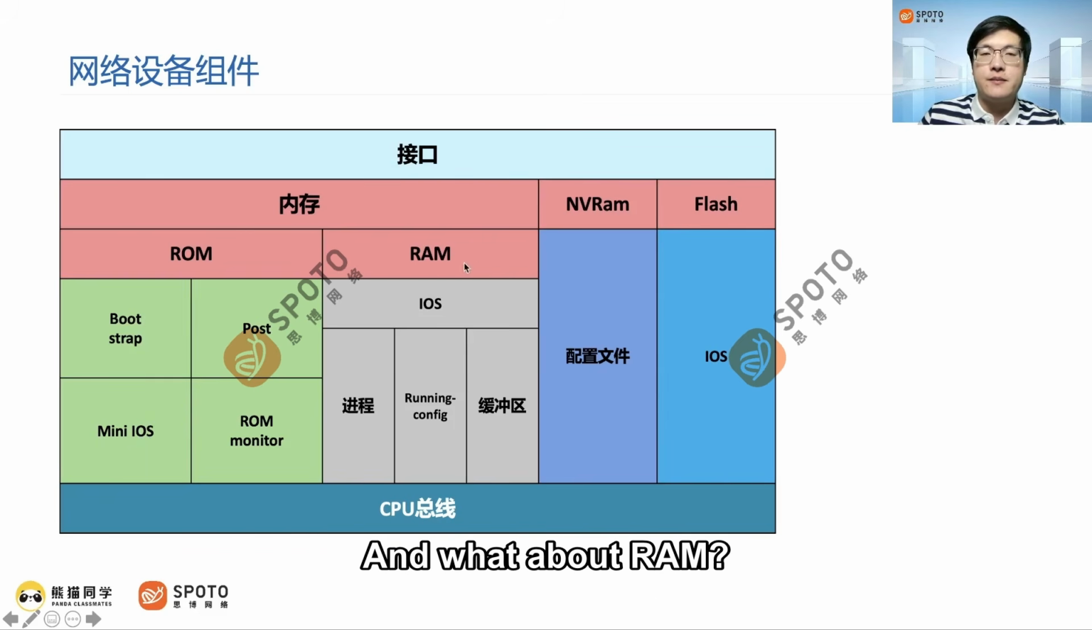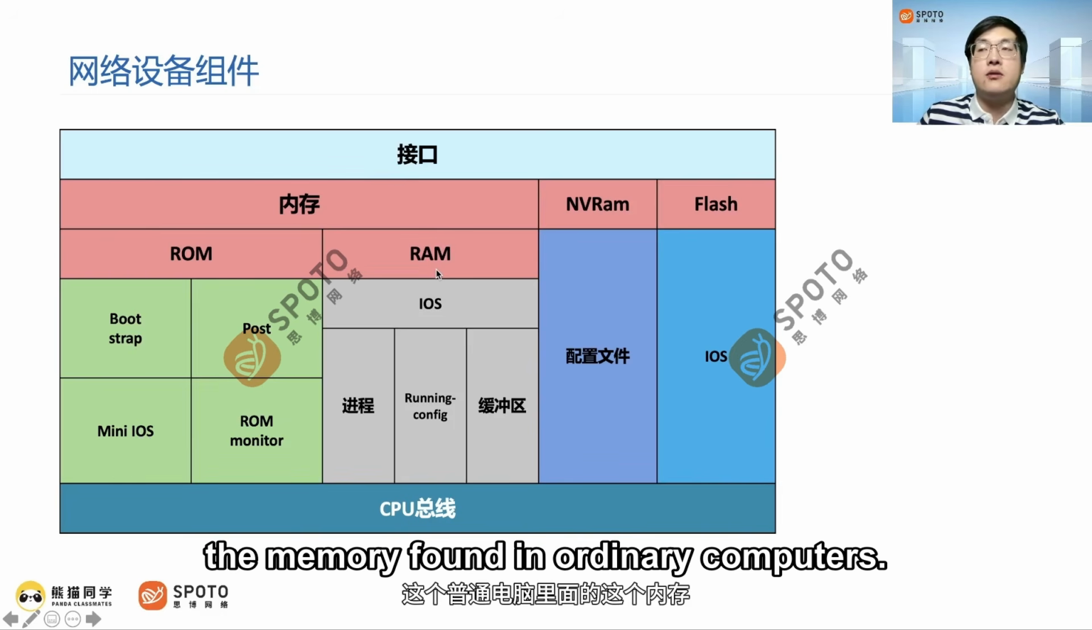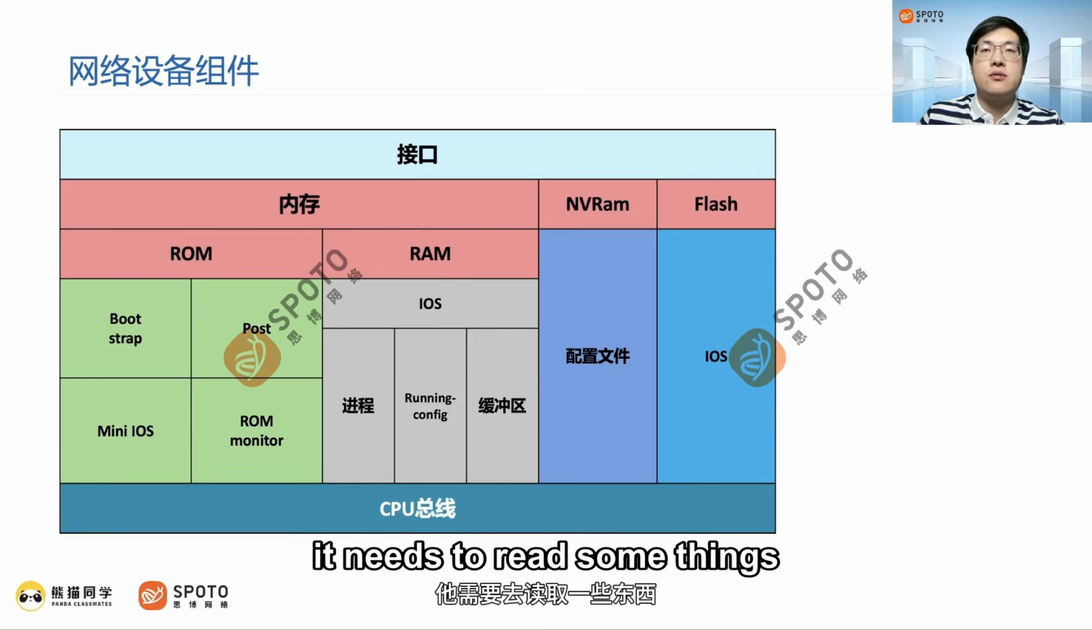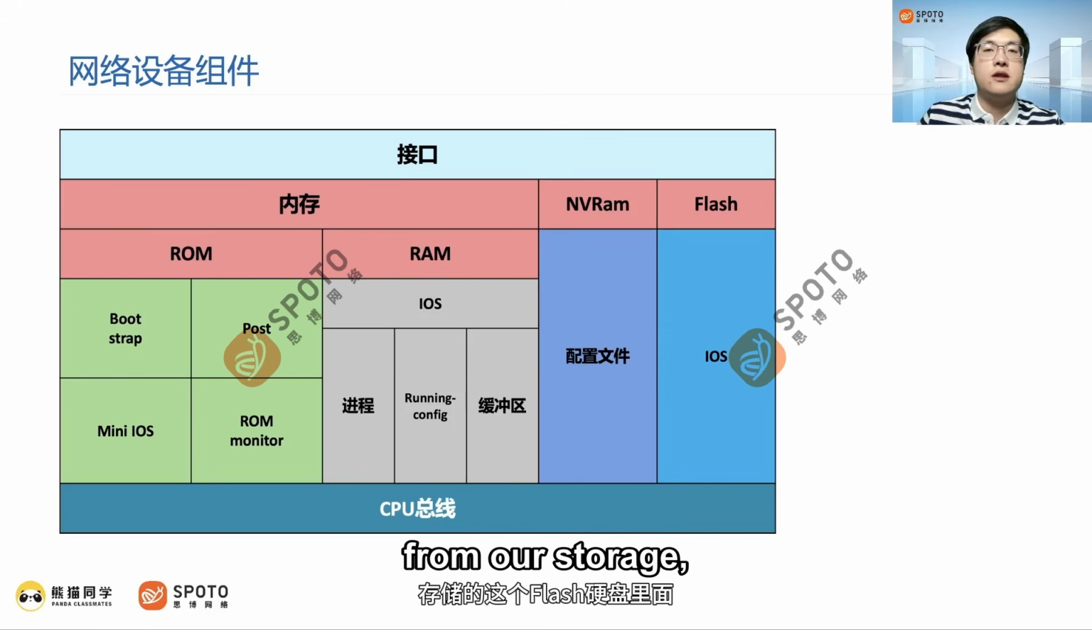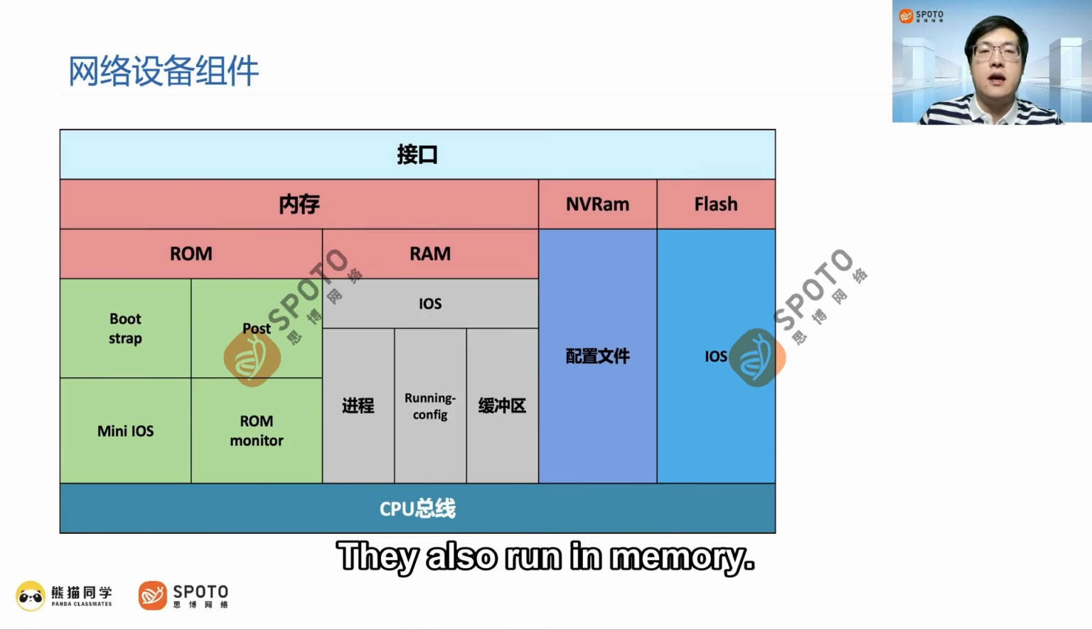And what about RAM? This is the memory found in ordinary computers. When your device powers on, it needs to read some things from our storage, this flash, like our hard drive. So where does what it reads go? It goes into our RAM. Stored in memory, including the various processes we will start later. They also run in memory.